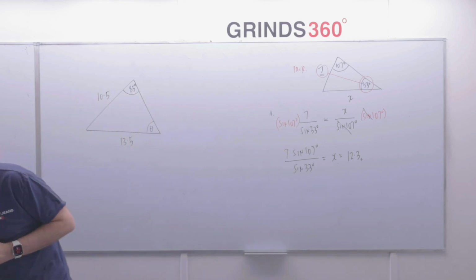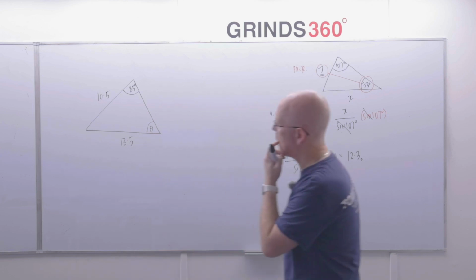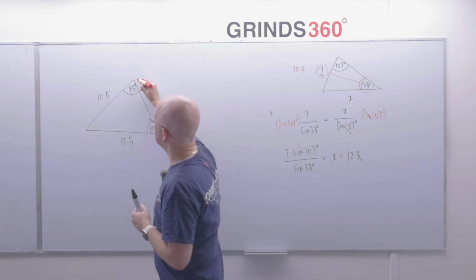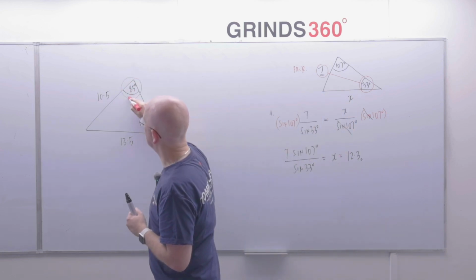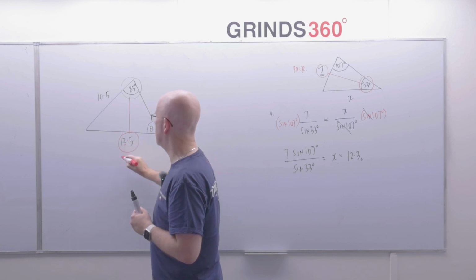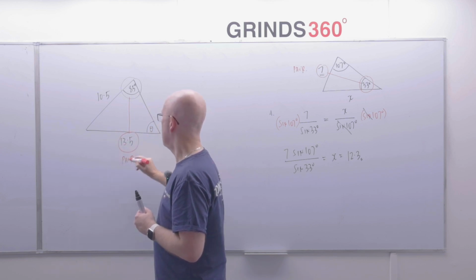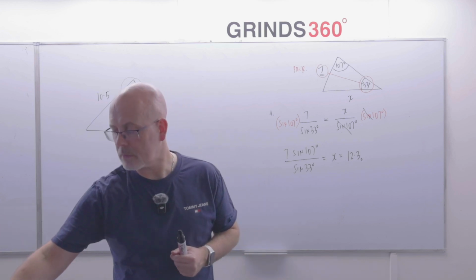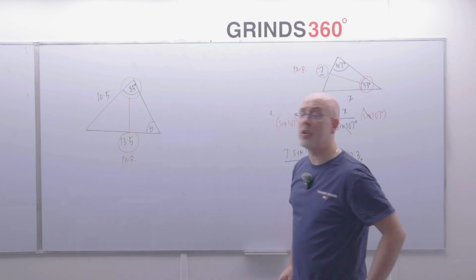Okay, so again, I'm checking, do I have a pairing? And you can see I do. I know this angle here, and I know the side opposite it. Okay, so I do have a pair. So because I have a pairing, I can use my sine rule.